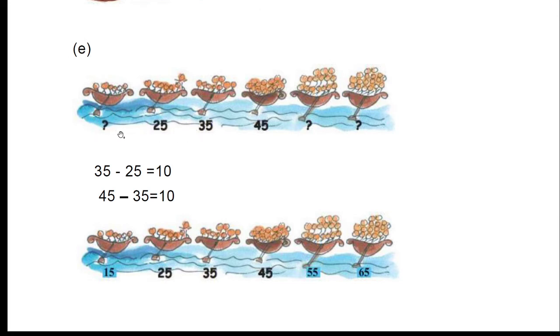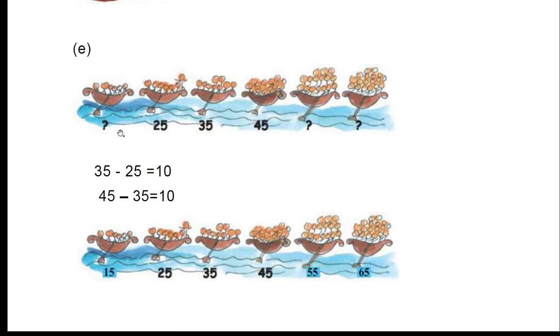first you have blank, then 25, 35, 45. It means it is in increasing order. So 35 minus 25 equals 10, 45 minus 35 equals 10. So we are getting 10 here. It means what we have to do here, we have to add 10. 45 plus 10 equals 55, 55 plus 10 equals 65.